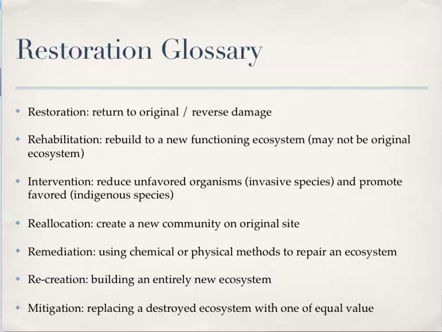Reallocation creates a new community on the original site. This community may be completely different from the community that used to be there. Remediation uses chemical and physical methods to repair an ecosystem. Recreation is building an entirely new ecosystem, possibly on the original site or on a different site. And finally, mitigation is replacing the destroyed ecosystem with one of equal value. You can see a detailed table of these definitions in your textbook.